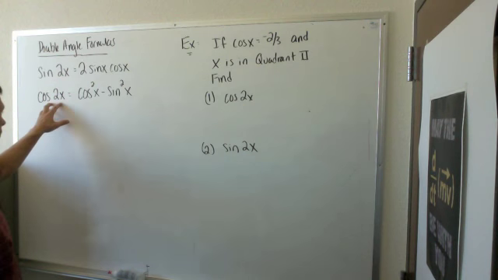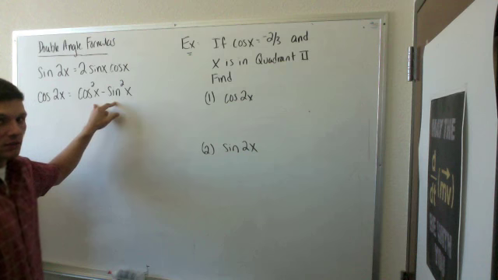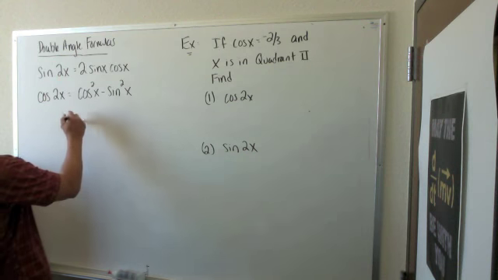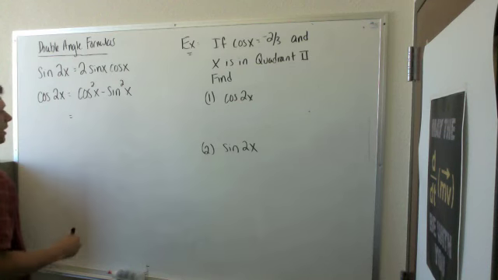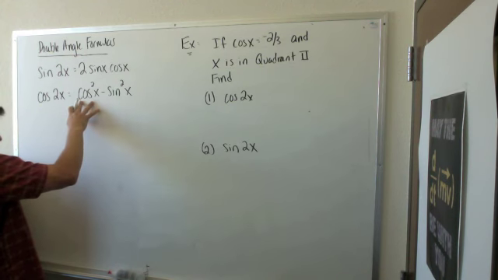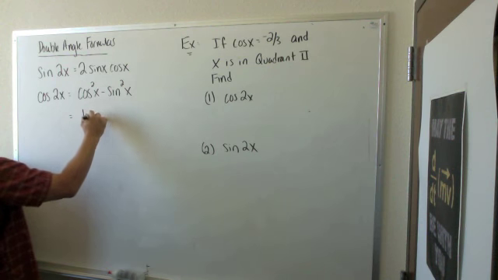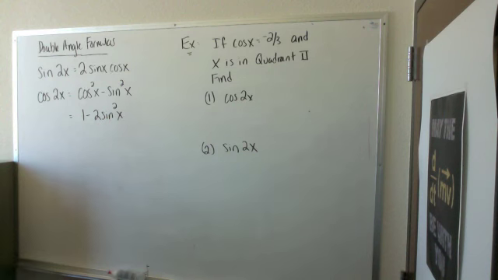Now, there's different ways you can rewrite this one because we can also use our trigonometric identity, sine squared plus cosine squared equals 1. So if I substitute in here, instead of cosine squared, 1 minus sine squared, then I'd have 1 minus sine squared minus sine squared, I'll have 1 minus 2 sine squared x. So this is another way for the double angle for cosine of 2x.